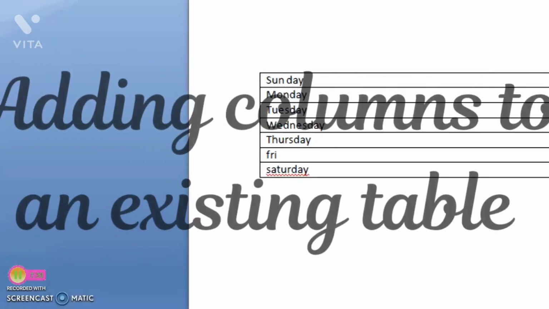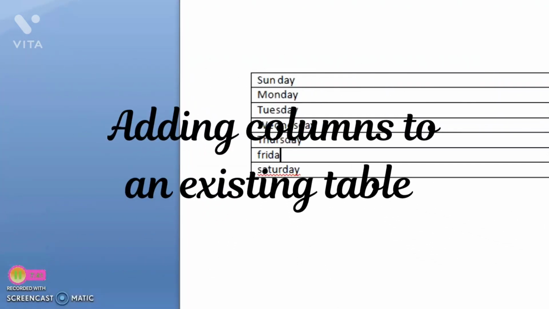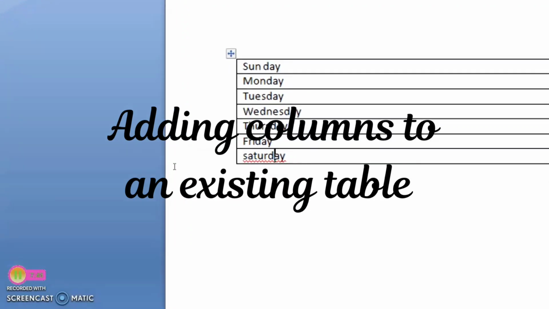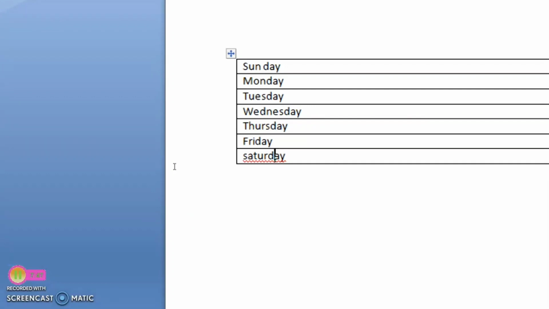Next we are going to see about adding columns to an existing table. We can also add columns to the existing table. To insert columns to an existing table, the steps are: Step 1. Select the cell to the right or left where you would want to insert the new column by clicking on it. Now I select first cell.